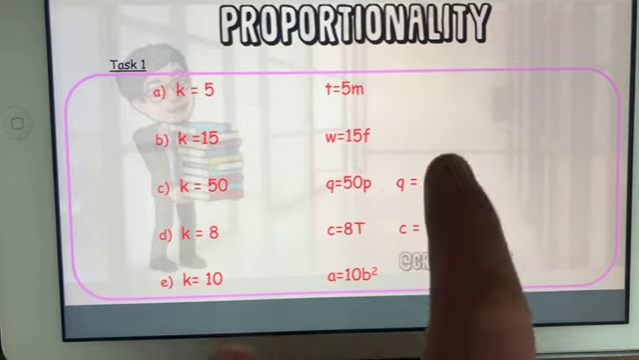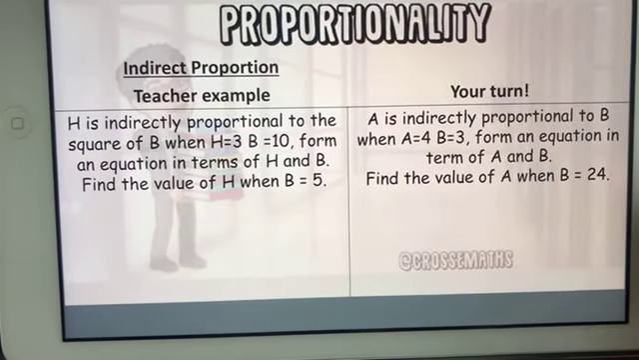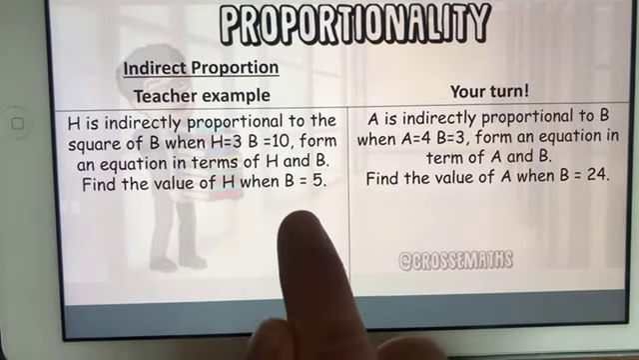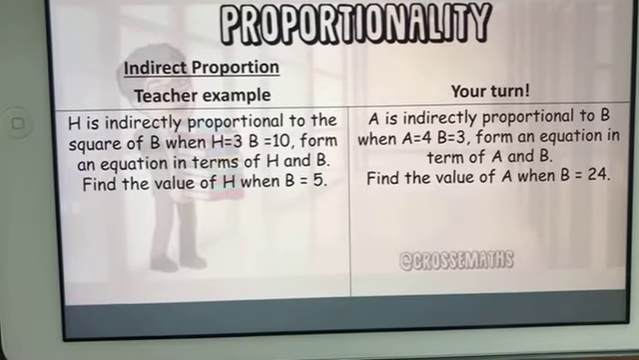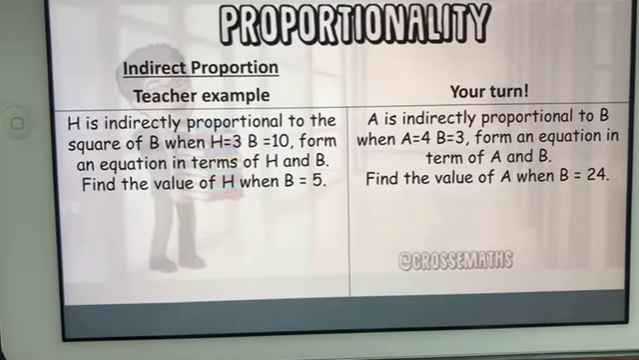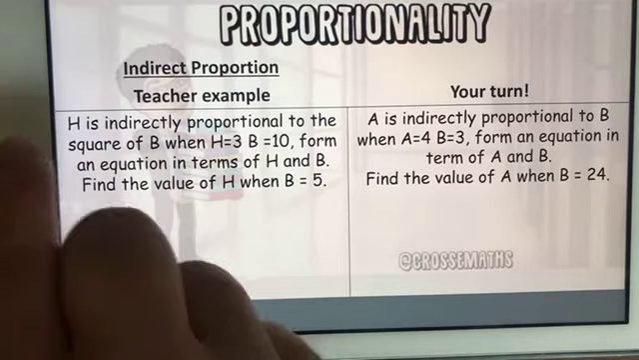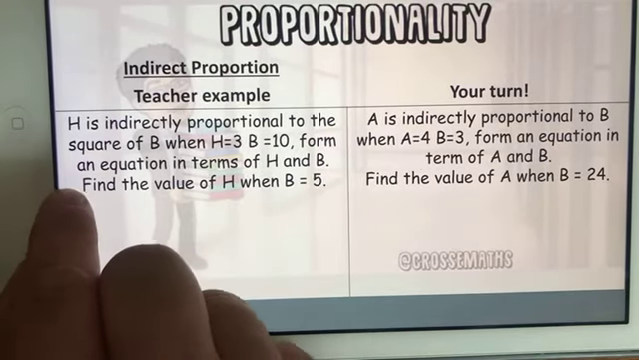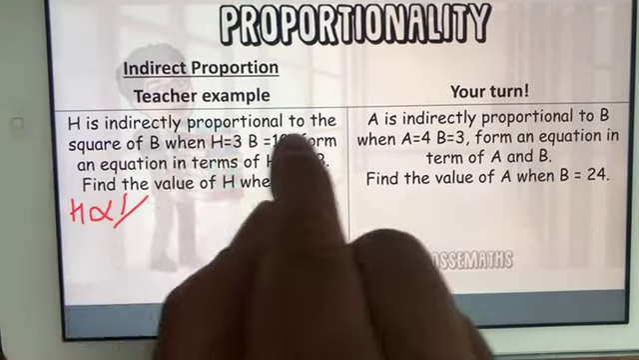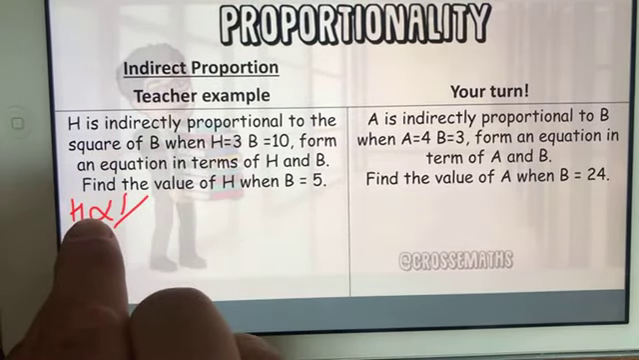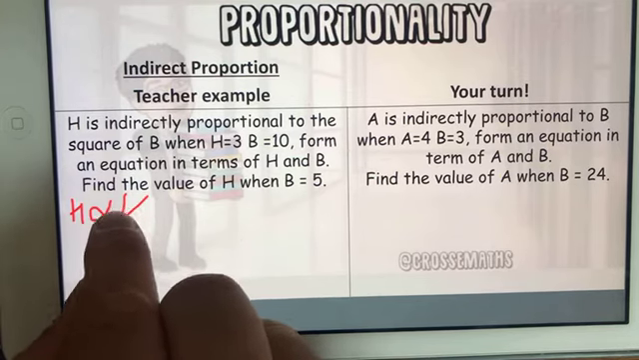Okay, cool. Right, so indirect proportion, okay, very similar but slightly different. Okay, all it means is, again, back to the starter, it's the reciprocal of what we've got. So h is indirectly proportional to the square of b when h is 3 and b is 10. Okay, form an equation in terms of h and b, find the value of h when b equals 5. So if it's indirectly proportional, that means different to start, it's 1 over the square of b. So h is indirectly proportional to 1 over b squared.